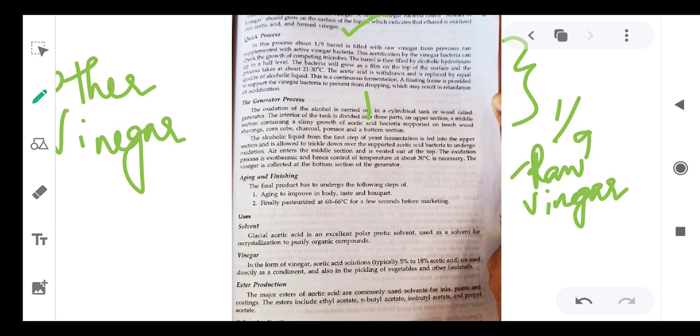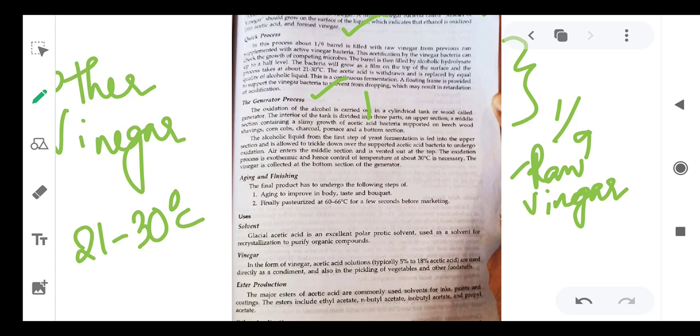Up to half level, and the bacteria will grow as a film on the top of the surface and fermentation takes place at 21 to 30 degrees C. The acetic acid is withdrawn and is replaced by an equal quantity of alcoholic liquid. This is continuous fermentation. You remove the acid, you add the alcohol. Again oxidation takes place, alcohol becomes acid. The floating frame is provided to support the vinegar bacteria to prevent them from dropping, which may result in retardation of acidification.